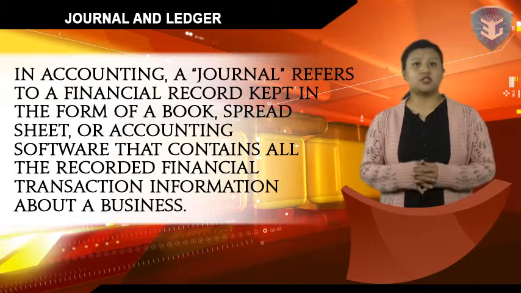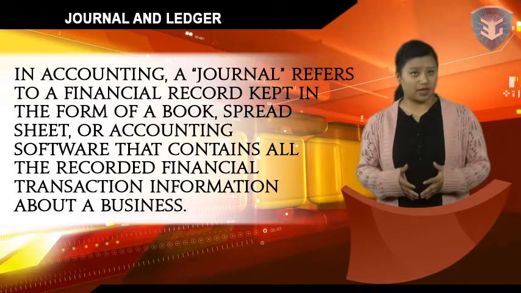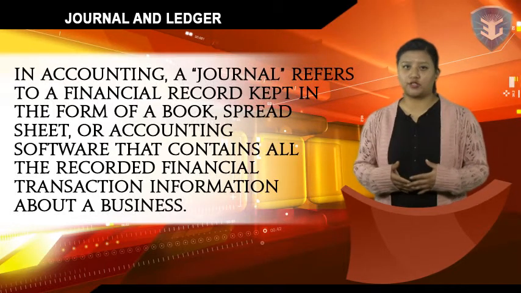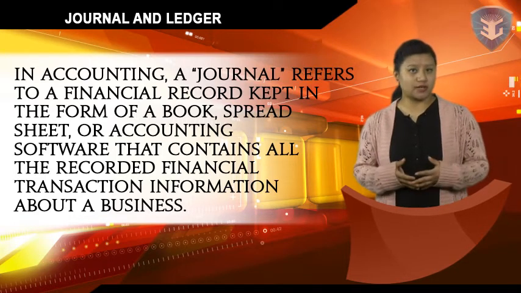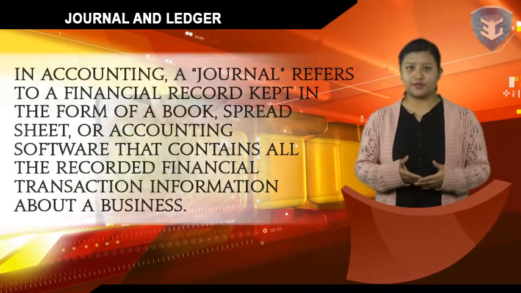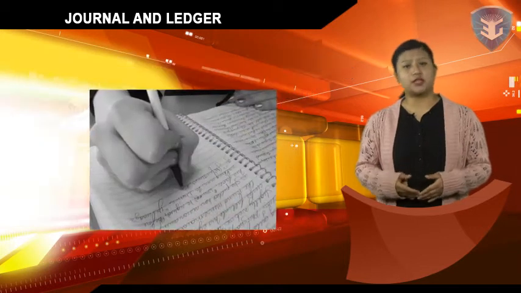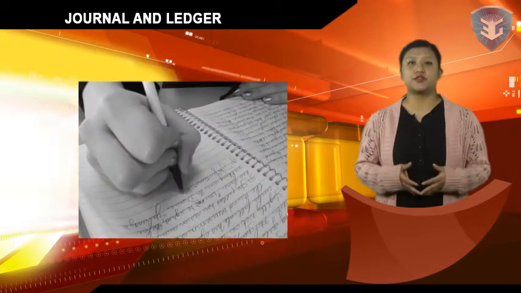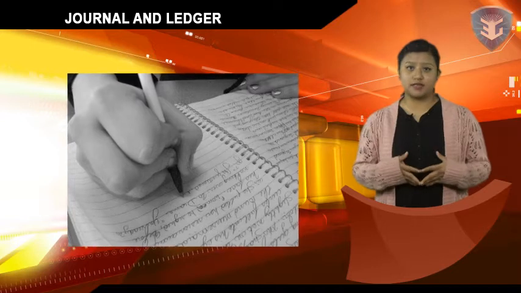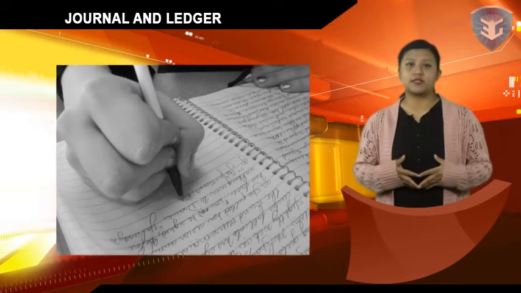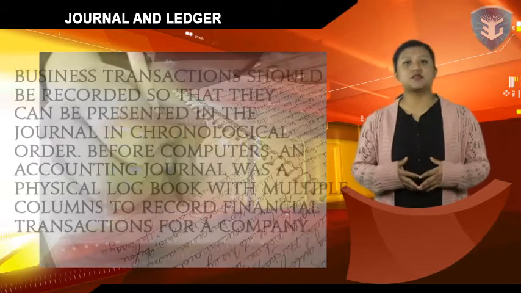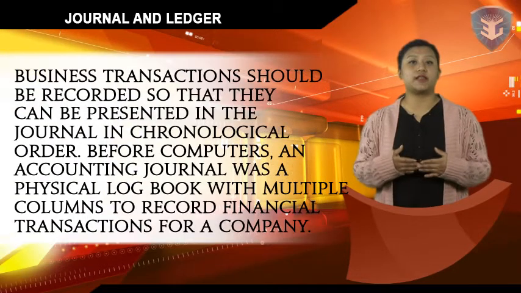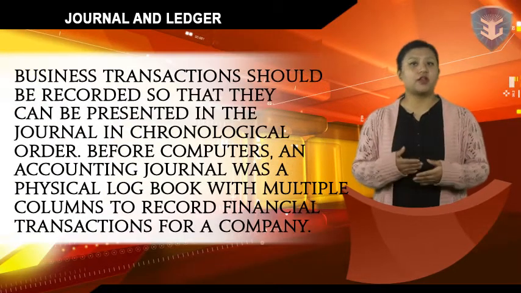In accounting, a journal refers to a financial record kept in the form of a book, spreadsheet, or accounting software that contains all the recorded financial transaction information about a business. An accounting journal is created by entering information from receipts, sales tickets, cash register tapes, invoices, and other data sources that show financial transactions.